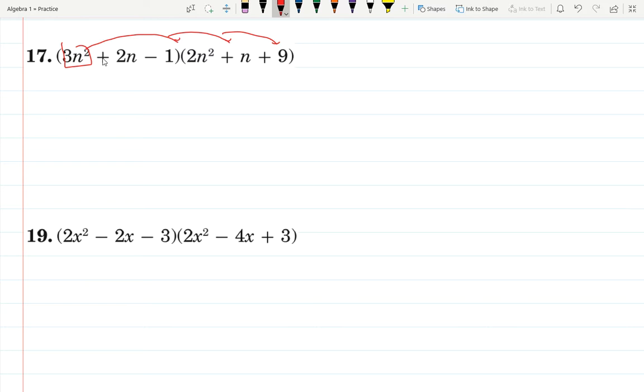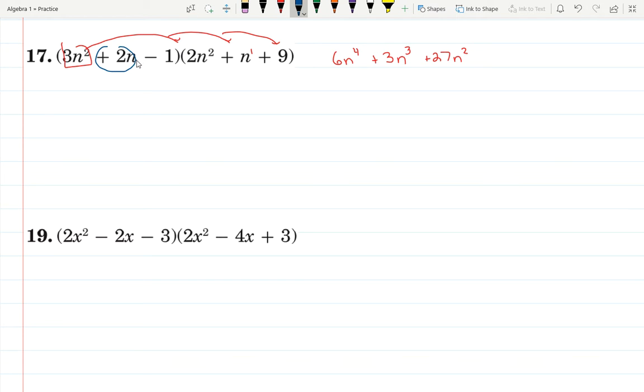3n squared times 2n. 3 times 2 is 6. N squared times n is n to the third, so 6n to the third. 3n squared times 1n. 3 times 1 is 3, so positive 3. N squared times n to the first is n to the third. 2 plus 1 is 3. 3n squared times 9. 3 times 9 is 27, and then n squared. All right, let's take on the next one.